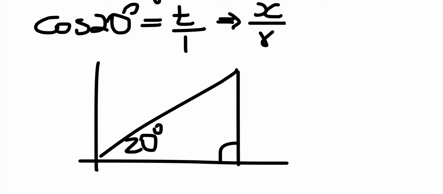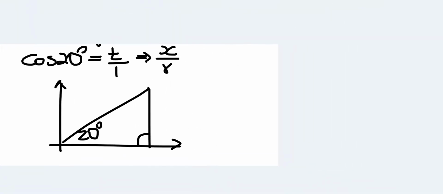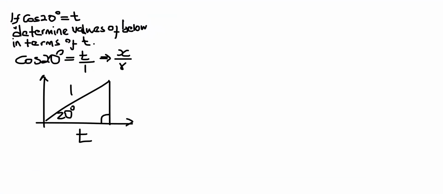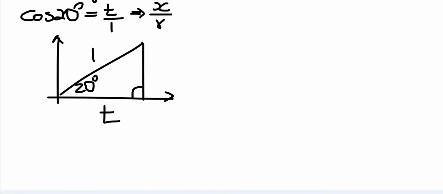That's how you know. But in terms of drawing this, you will therefore draw it in the first quadrant, because this angle is 20 degrees. Remember, this is your vertical axis and this is your horizontal axis. Most importantly, your r value in this case is 1 and your x value in this case is t. So what is missing is that y value, or the vertical side. How are you going to find that? Obviously, this is where you use theorem of Pythagoras.